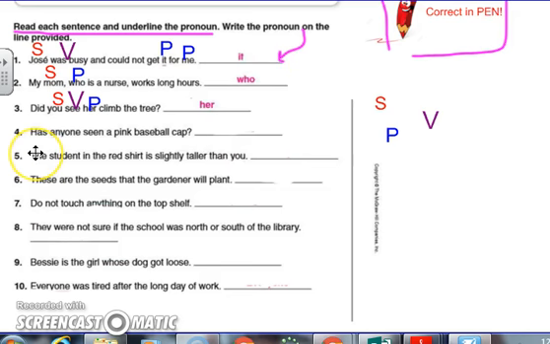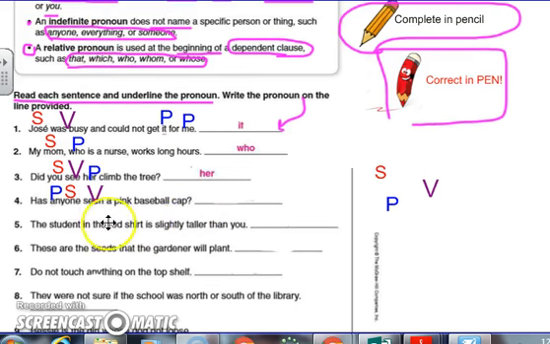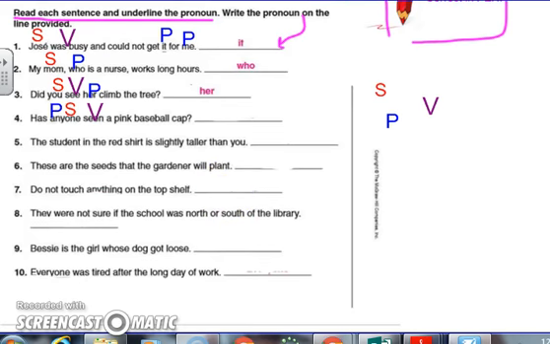So, has anyone seen a pink baseball cap? Who or what? Anyone. Seen? Oh, that would be the verb. That's the action. A pink baseball cap. Well, where's a pronoun? Ooh, anyone. Yeah, it's also the subject, and it's the indefinite pronoun, because it could be just anybody. It's not one particular person, is it? See if we're right. Yes, good job.